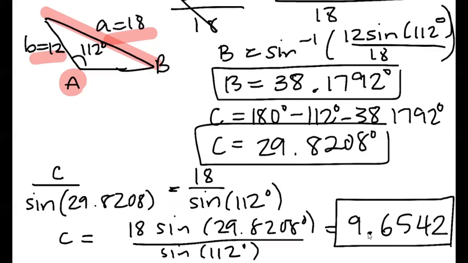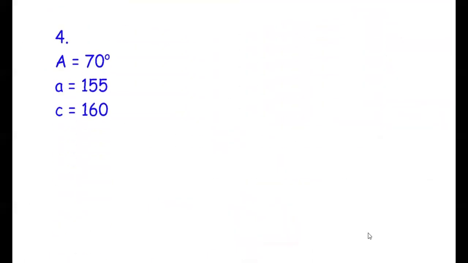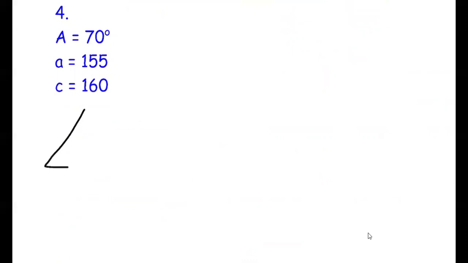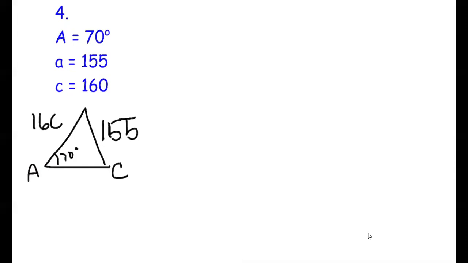All right, one more example for good measure to make sure that we really actually know what we're doing here. Here is another acute triangle situation. We're given angle A and side A. Angle A is 70 degrees. Side A is 155. And then side C is 160.